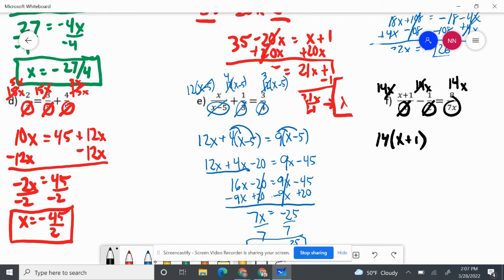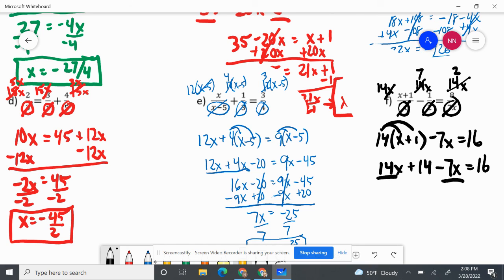Then the 2 cancels with the 14, and I get minus 7x. And the 7x cancels with the 14x, and I get 2. 2 times 8 is 16. I distribute the 14 to each of the terms. 14x plus 14 minus 7x equals 16.